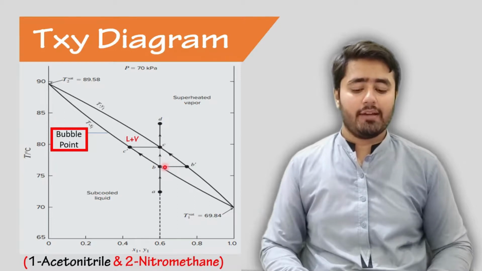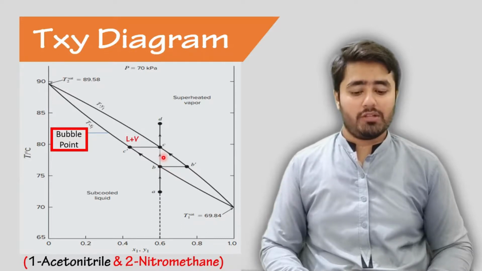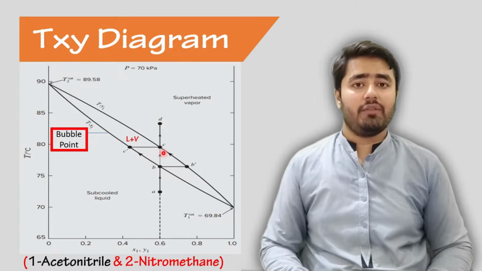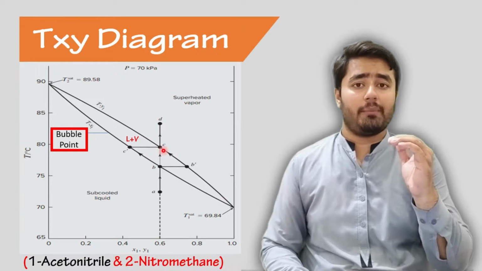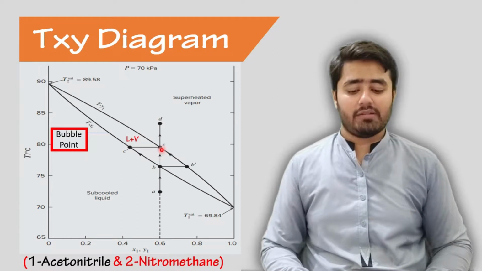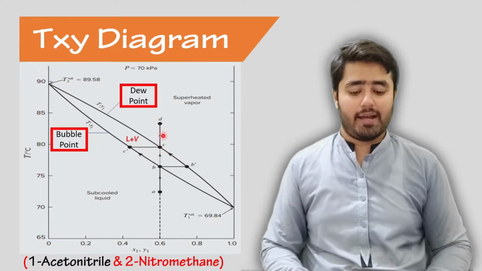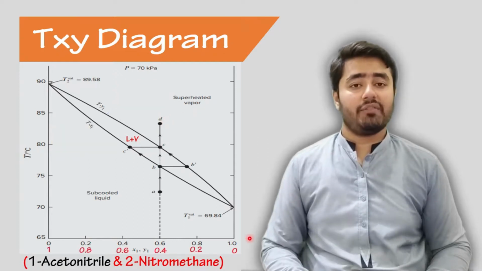And if I heat the mixture further from point B, then I will reach the liquid plus vapor region, and eventually I will reach point C. If at point C I drop the temperature a little bit, then the first drop of liquid will appear. That's why this line is called the dew point line, and the temperature at point C will represent the dew point temperature. And if I heat the mixture further, then I will reach point D, which is the superheated vapor. On the x-axis we have the composition.